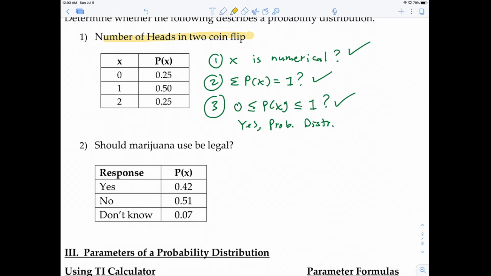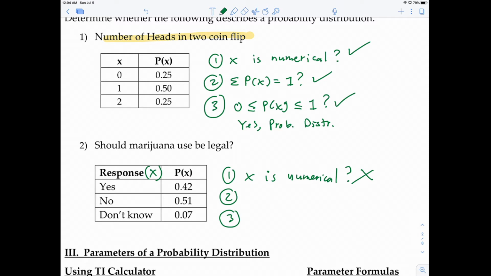Okay, let's take a look at number 2. Should marijuana use be legal? Our X here is the response: yes, no, don't know. Let's check our 3 requirements. Is X numerical? Clearly it's not. In this case, the variable is tracking the response of the subjects in the survey, so this is not numerical. Immediately we know that this is not a probability distribution. We can stop checking the other 2 requirements, but just for a little bit of practice, let's go ahead and check them.